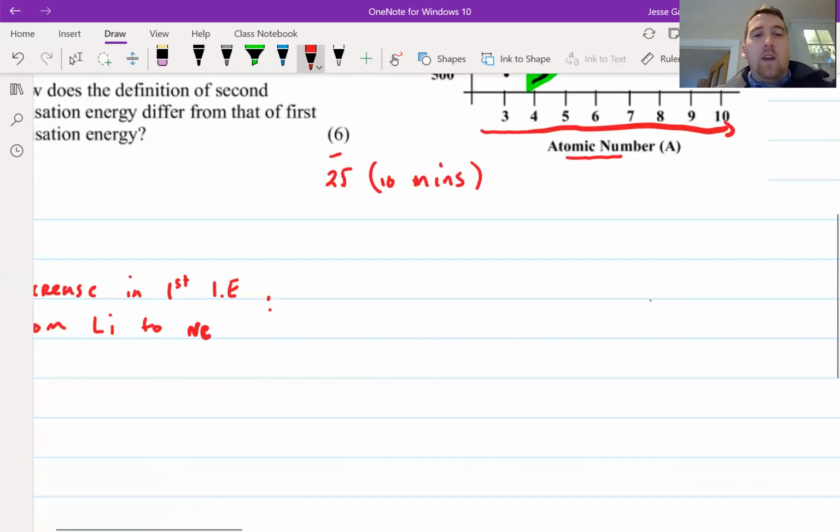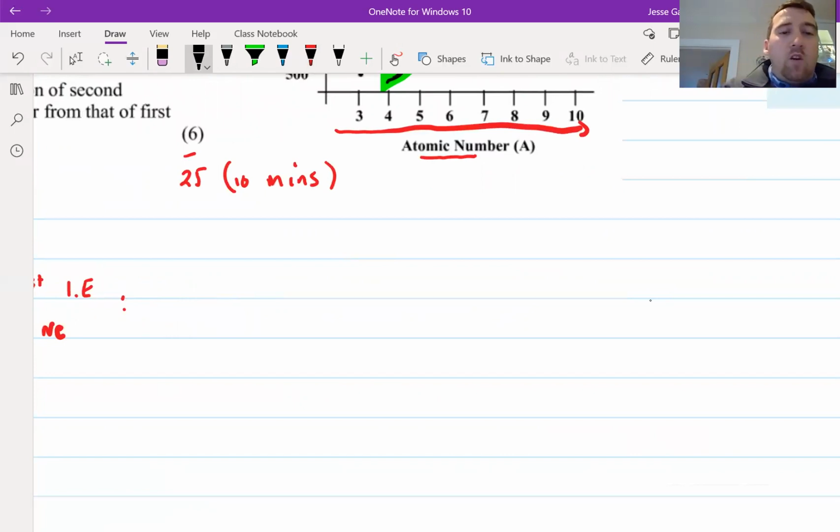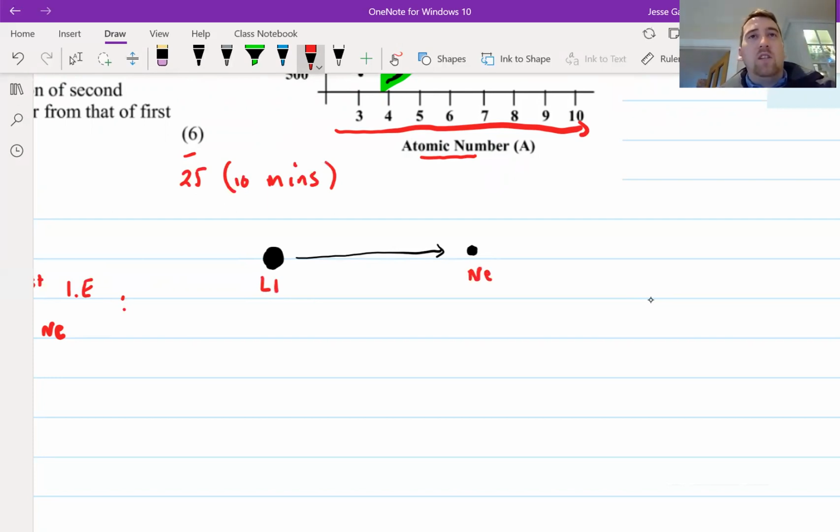Hopefully you have that done. If you don't, I'm going to do a quick bit of revision here. If we look at lithium, one of the things we should remember is that the atomic radius of lithium, when we move to neon, gets smaller. So this here is the atomic radius of lithium, and this here is the atomic radius of neon. What difference is that going to make in terms of how difficult it is to remove the outer electron?